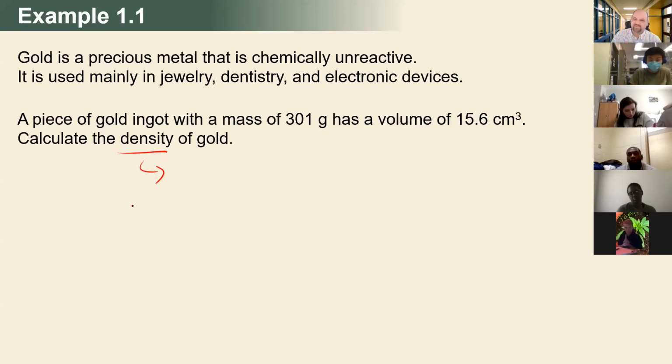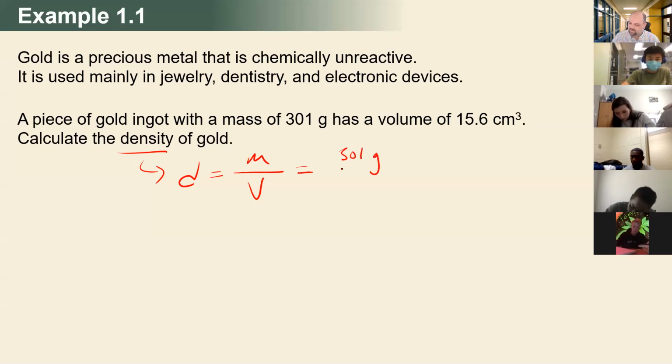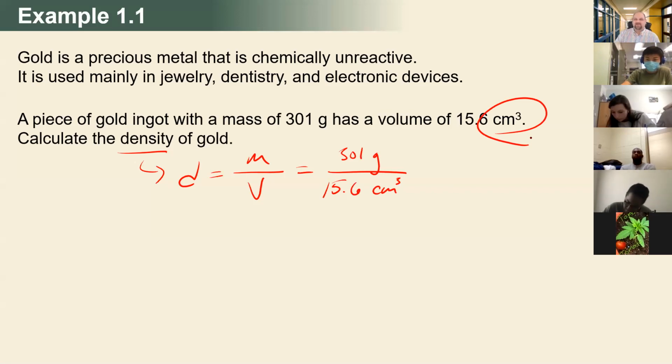Who can tell me, who remembers sort of the formula for density? Isn't it like mass over volume? Absolutely, mass over volume. I heard a couple folks there. So D is equal to M, mass, over capital V for volume. And so we need to just plug this in. We have 301 grams divided by 15.6 centimeters cubed. Now, that centimeter cubed, is that really a volume?